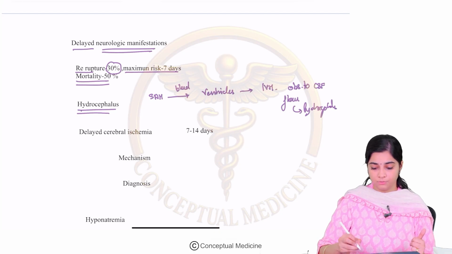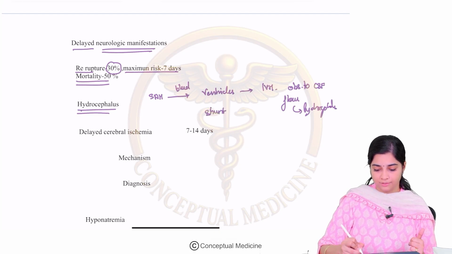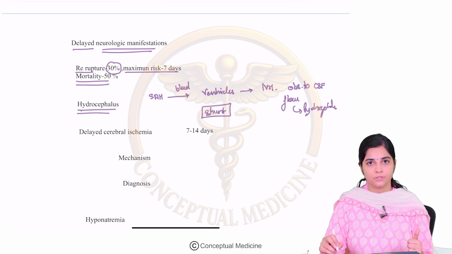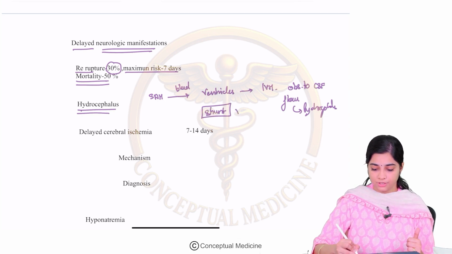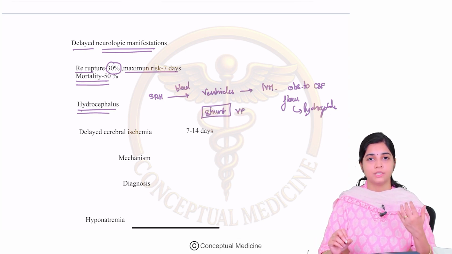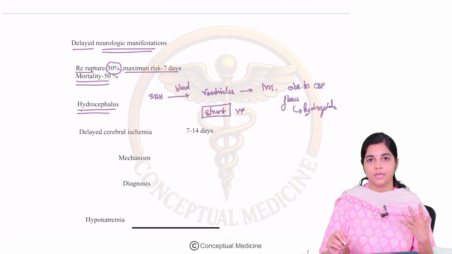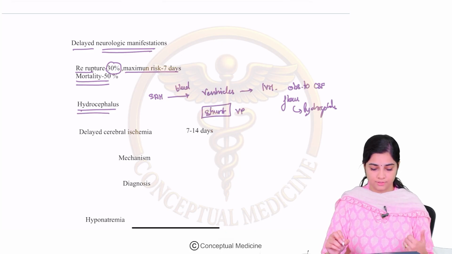In these cases, you may have to put a shunt. You may have to put a temporary shunt, which is your ventriculoperitoneal shunt. We call it a VP shunt, a temporary measure to shunt out the CSF into the peritoneum, and this is a treatment for your hydrocephalus.